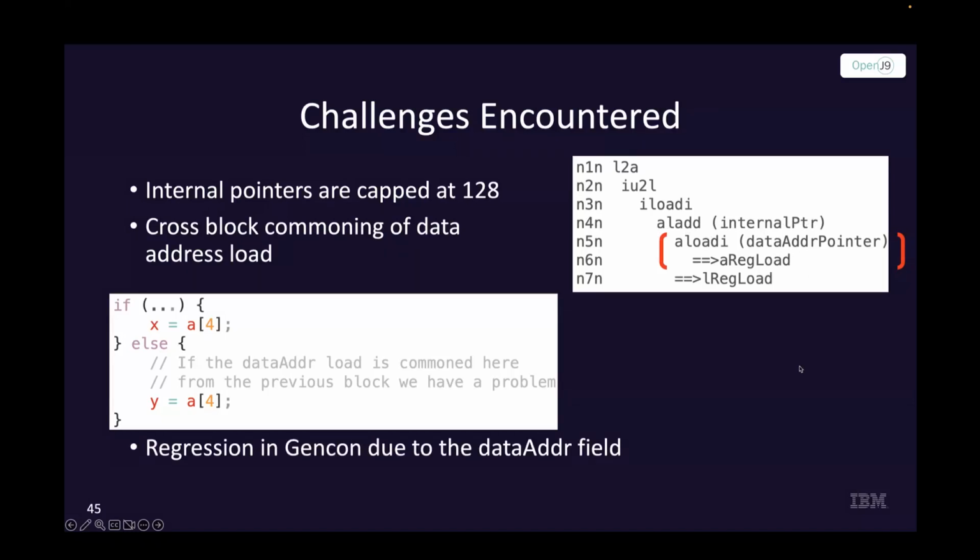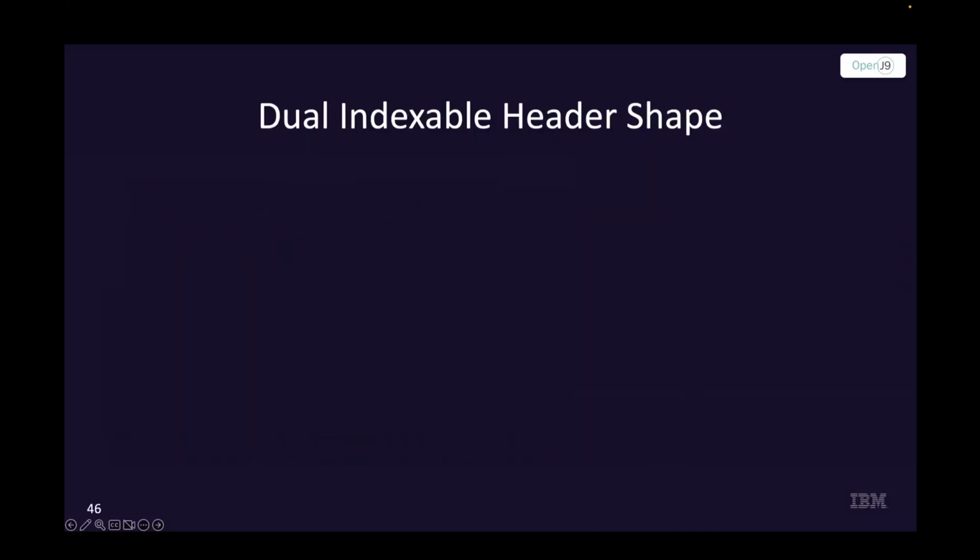Now, to our next challenge that we face. So with the addition of data address field, it was enabled by default in all GC policies. It included GenCon, which would not benefit from it. So when it was enabled, even in GenCon, we had to spend GC CPU cycles populating the field, and during our benchmarks, this translated to about 3% regression in GenCon compared to baseline GenCon. However, we were able to gain this performance back with our dual indexable header shape. So more on that on my next slide here.